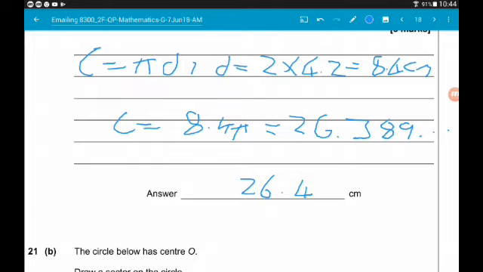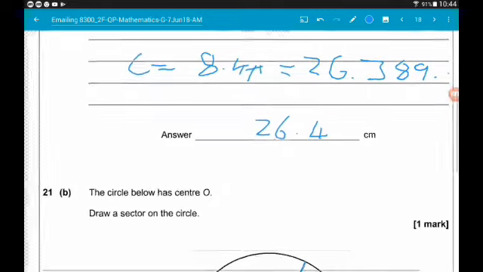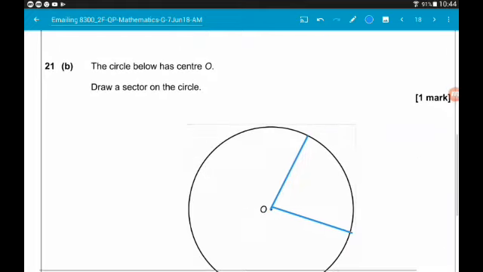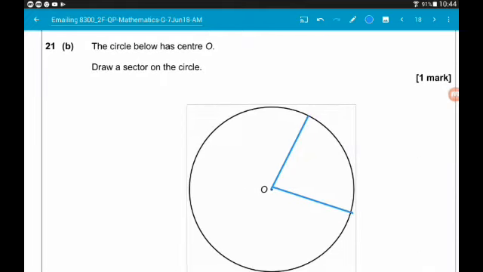Rounded to 1 decimal place, that is 26.4 centimetres. Okay, and then part B, we got a circle, centre O, and it wants us to draw a sector. So a sector looks like that. It's like a slice of pizza.